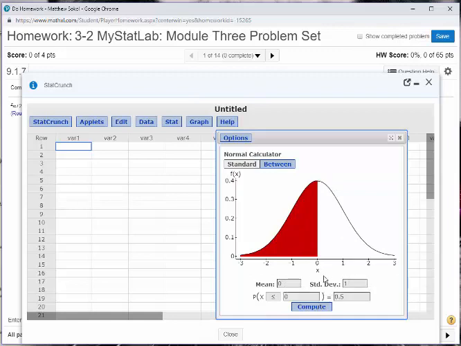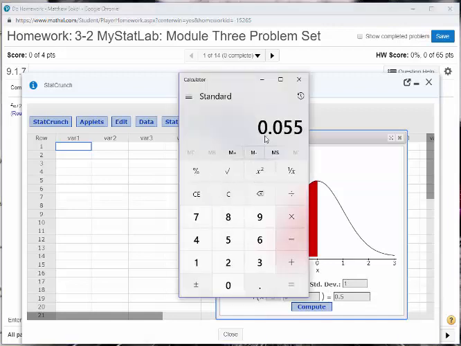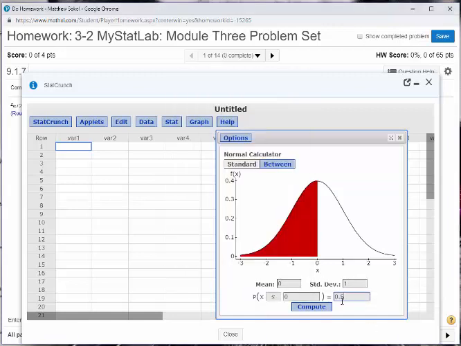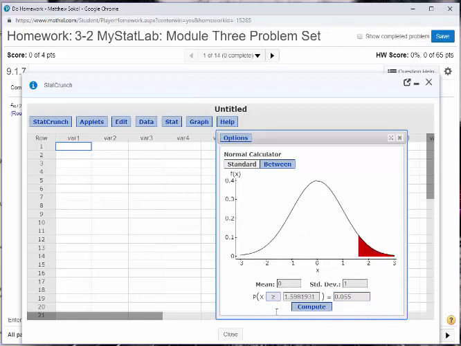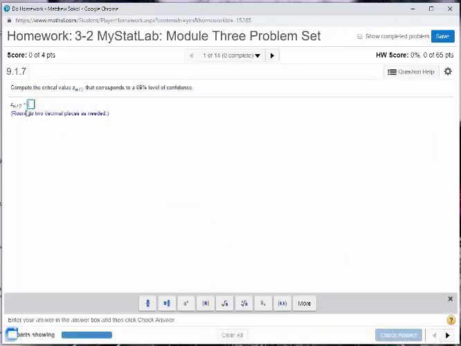That value I had, 0.055, I'm actually going to put right in here. I'm going to click this button and change it to greater than, and I'm going to hit compute. And you'll see here, this number right here, this 1.598, that is our critical value. So the problem said round it to 2 decimal places. So it should be 1.59. I'd round the 9 up, so it'd be 1.60.